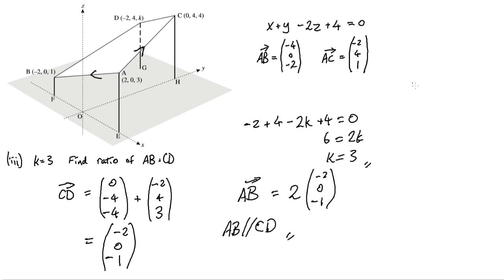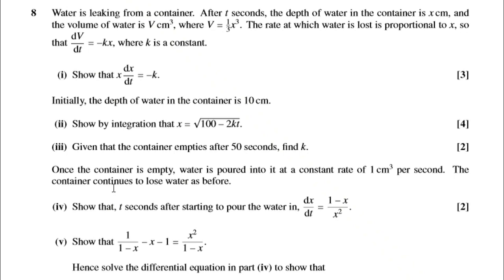So yeah, that's all you need to do for that part. Now we need to find the ratio of AB to CD, and just by looking at the coefficient, we know that CD to AB is just 1 to 2, just by inspection. So that's it for this part. So now let's get on with question 8.